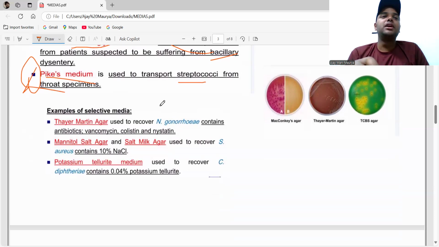Thayer-Martin, remember this one, guys. Thayer-Martin is for the gonorrhea and also covers the meningitis. It contains antibiotics called VCN: vancomycin, colistin, nystatin. Remember this.